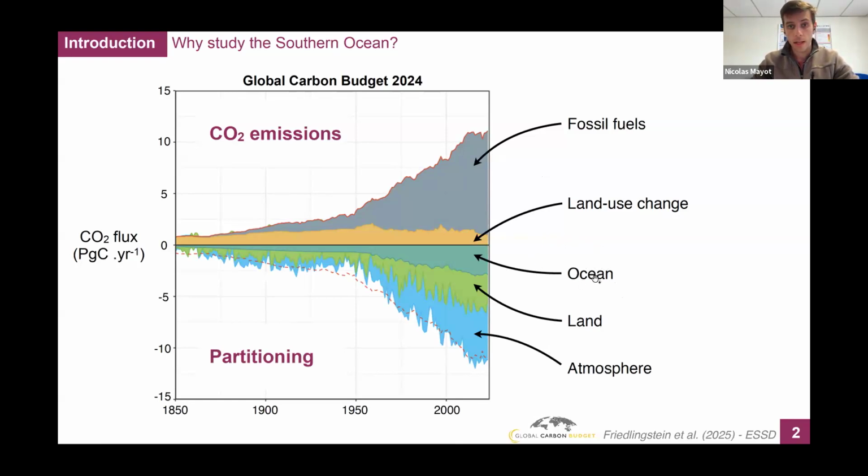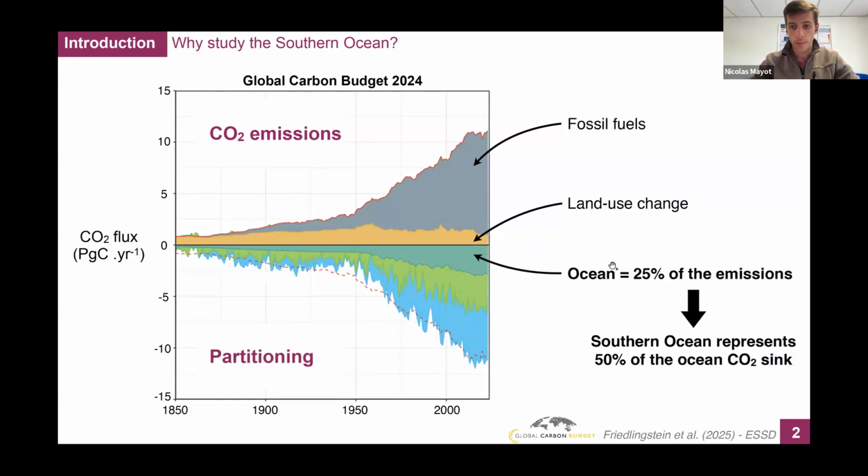So we can see clearly on this figure that the ocean is an important part of the global carbon cycle, because it absorbs every year around 25% of the CO2 that has been emitted. And the Southern Ocean by itself corresponds to 50% of this ocean CO2 sink. So that's why it's very important to study the Southern Ocean and get more information on the ocean CO2 sink.